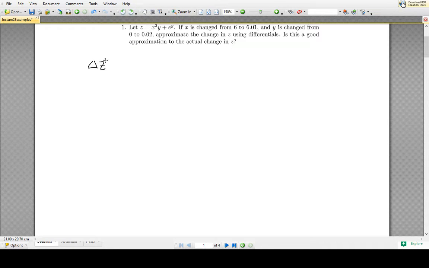So we would have that the change in z is approximately equal to the partial derivative of z with respect to x times the little change in x plus the partial derivative of z with respect to y times the change in y. And so now what we need to do is figure out what these pieces are actually equal to. So the deltas are actually the easiest.